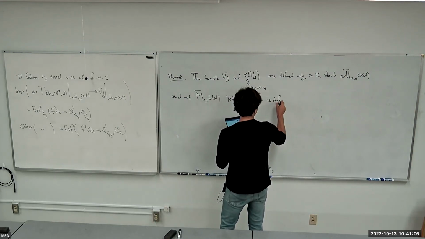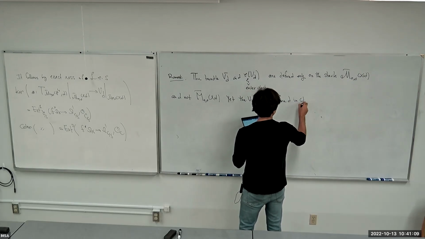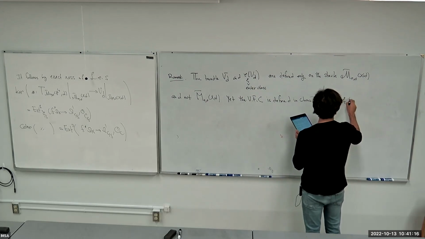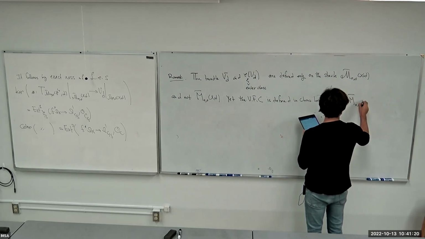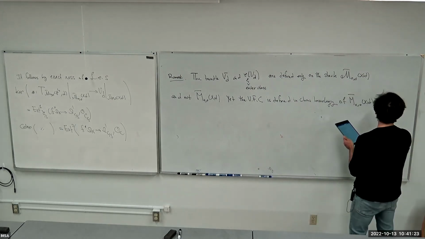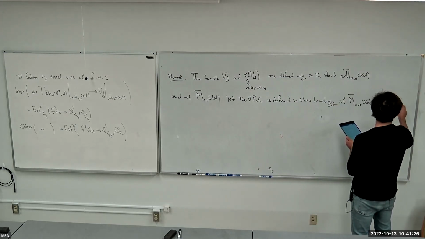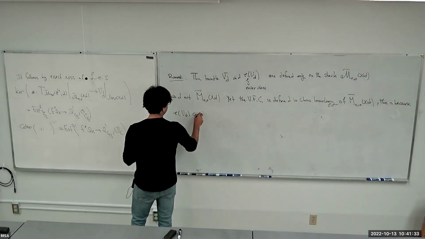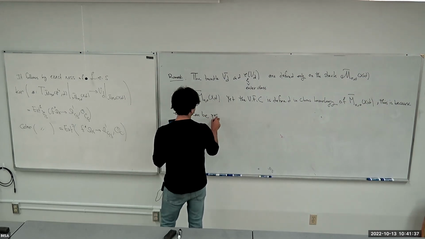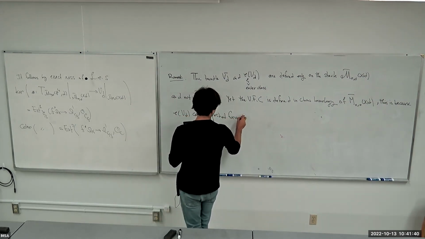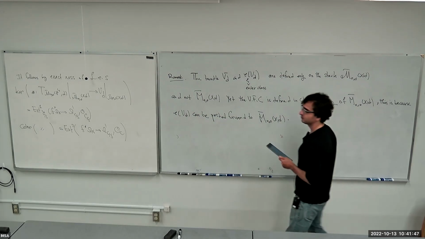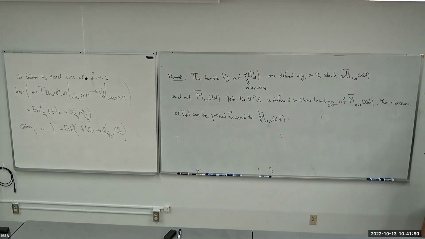Yet the virtual fundamental class is defined in Chow homology of M bar 00 xt. This is because the Euler class of the vector bundle can be pushed forward to M bar 00 xt, to the underlying coarse moduli. You have this push forward of classes.